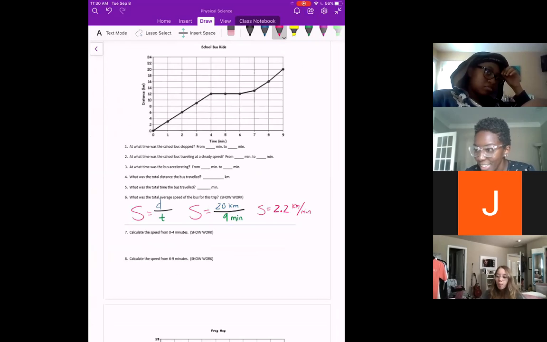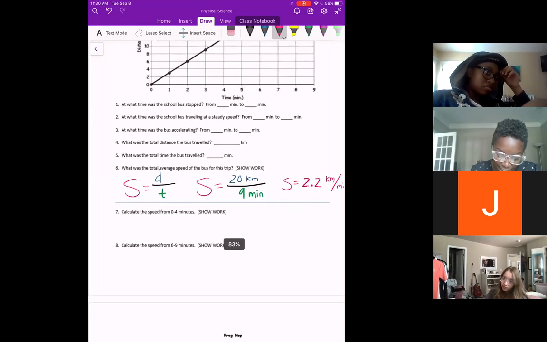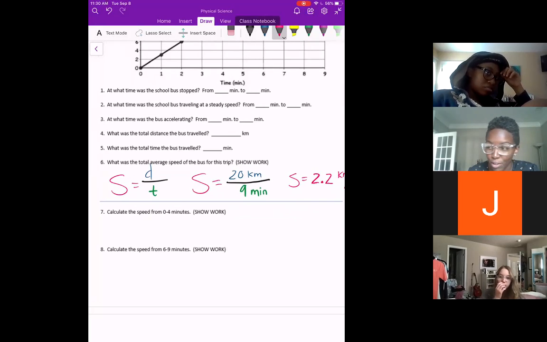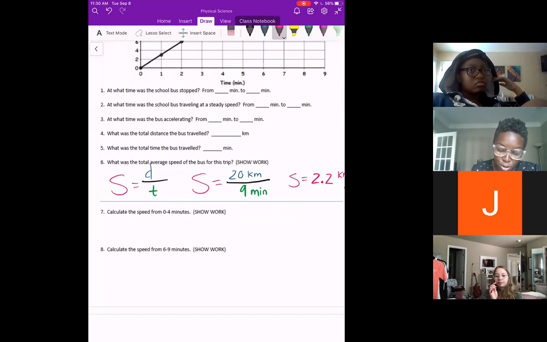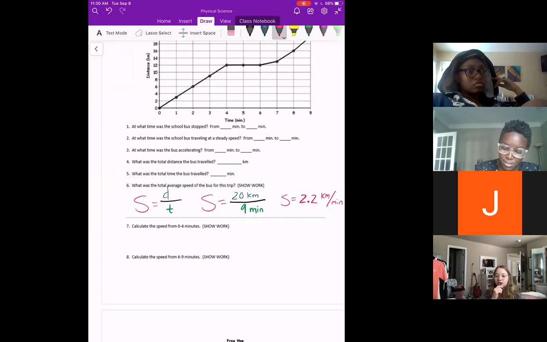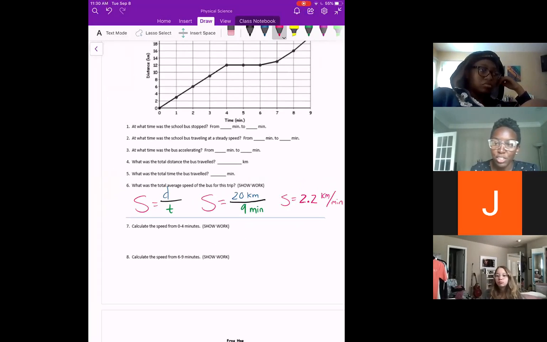Okay. Now, here's the new thing. If you haven't been writing, you need to write this down. If you haven't been paying attention, you need to pay attention. On here, it says calculate the speed from 0 to 4 minutes. This is where we have to use the slope calculation. So remember slope. Anybody remember what slope is? Rise over run. All right, very nice. When we do rise over run, we have to use 2 points.